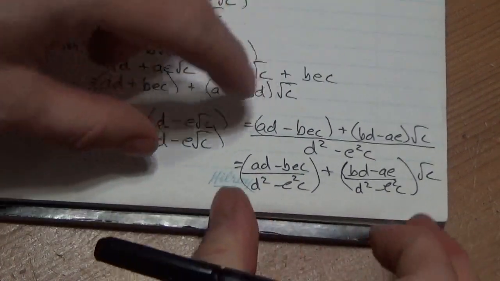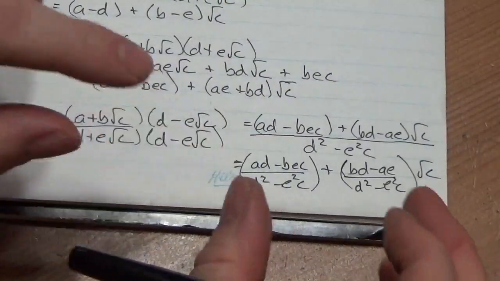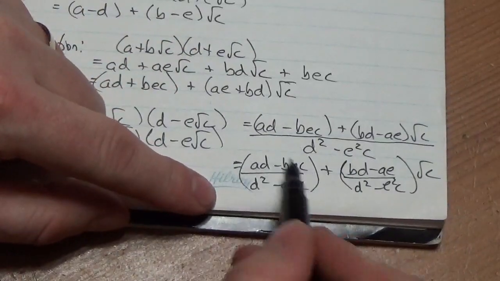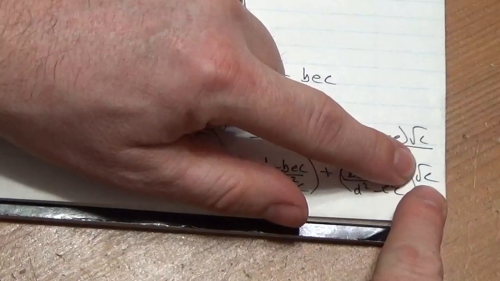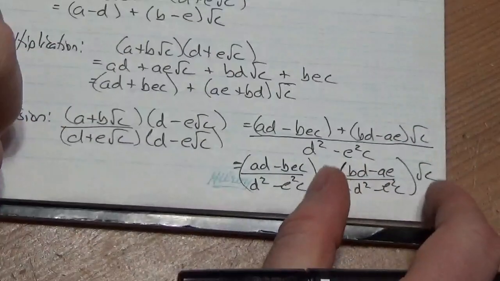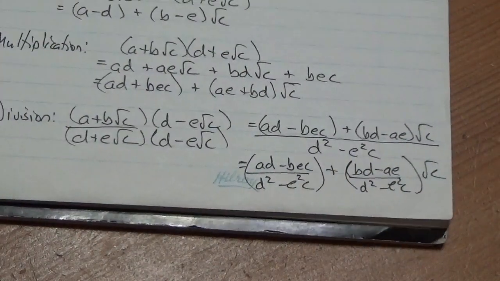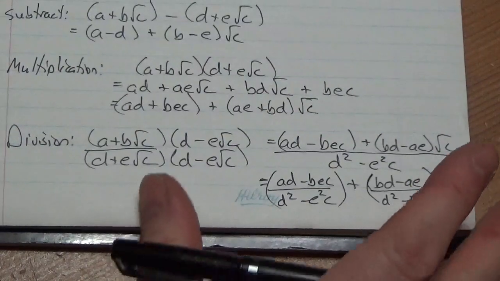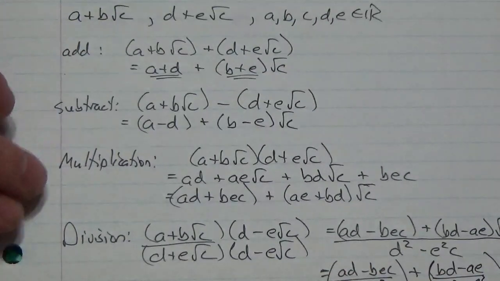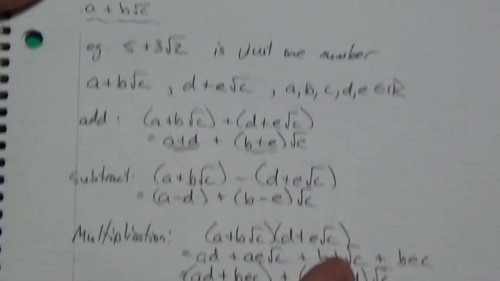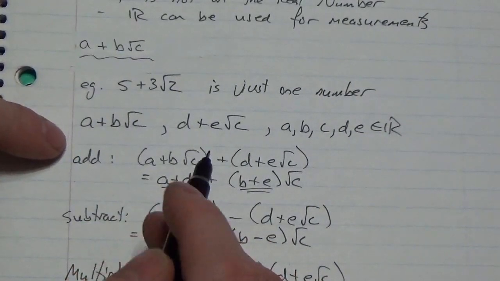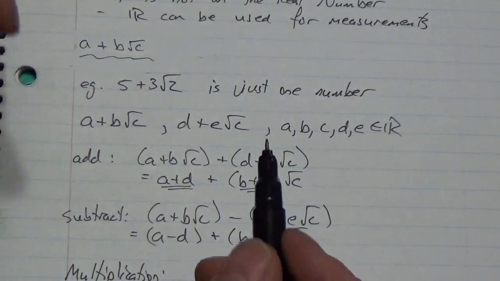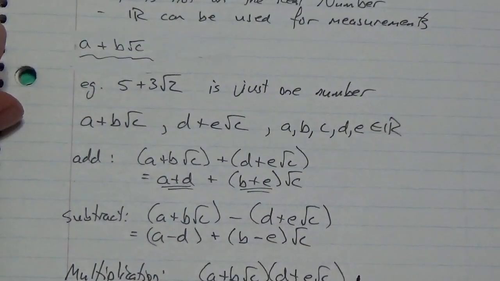So I know it got a little bit messy here at the bottom, but notice once again, this is going to be a real number, this is going to be a real number, and we are still left with this root c as part of that second term. So when I apply these operations, addition, subtraction, multiplication, and division, to numbers that are both of this form, the results will always be numbers of this form.